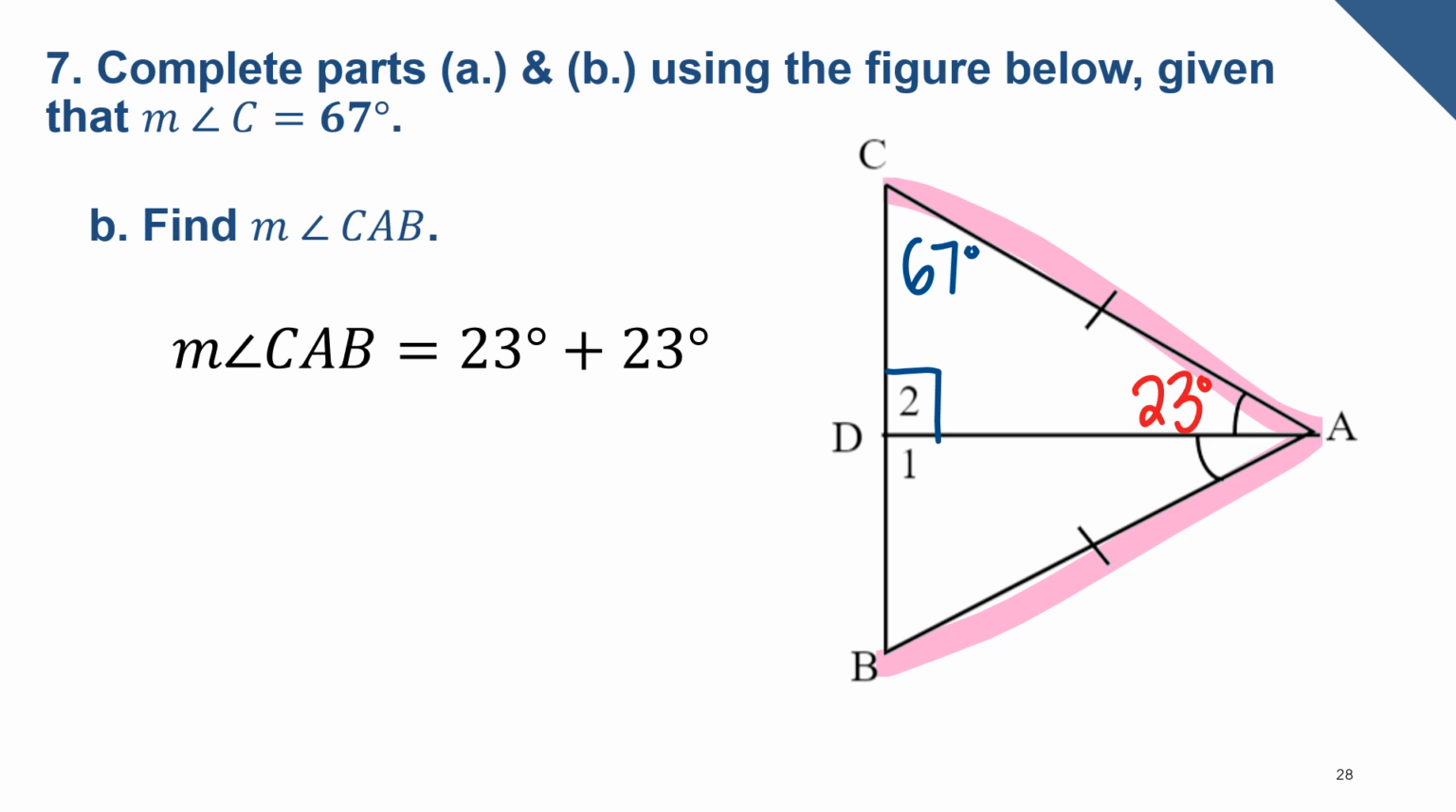Let me write that on there. So if we're looking for the measure of angle CAB, that's what they asked us in the problem, CAB. You can see I've got it highlighted there. That's made up of those two little chunks, 23 degrees, 23 degrees. So you're just going to add those together. 23 plus 23 is what? 46. So angle CAB is equal to 46 degrees.